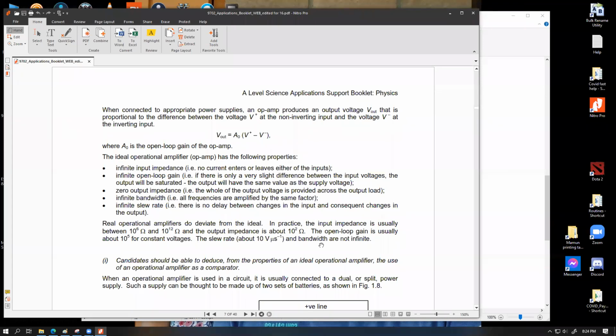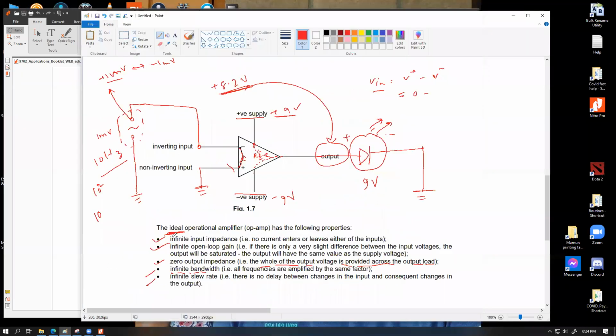All right. The fifth point says infinite slew rate. Infinite slew rate means there is no delay between the changes in the input and the consequent changes in the output. This means an ideal op amp has zero reaction time. I'll say it again, try to absorb the information. An ideal op amp has zero reaction time. What could you possibly mean from here?